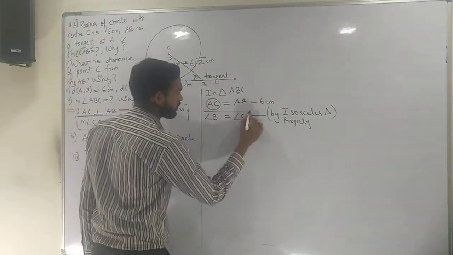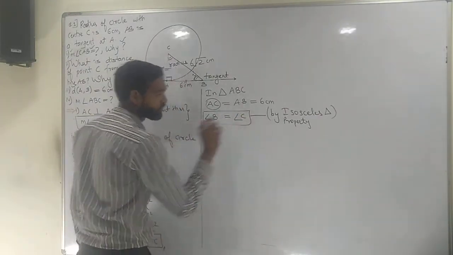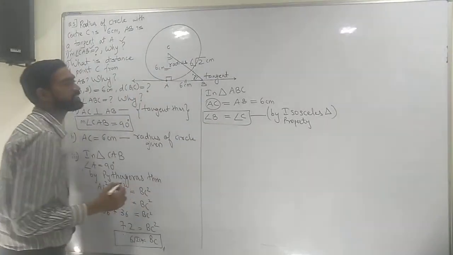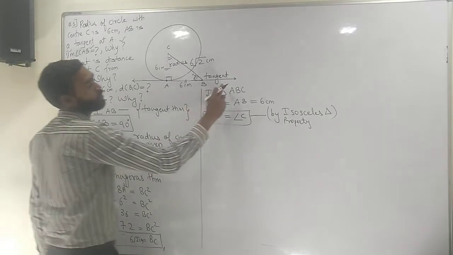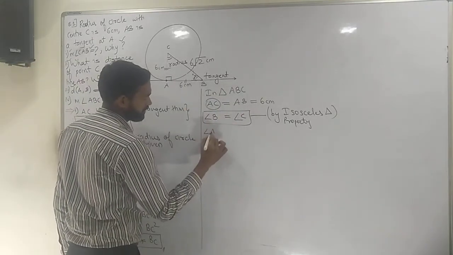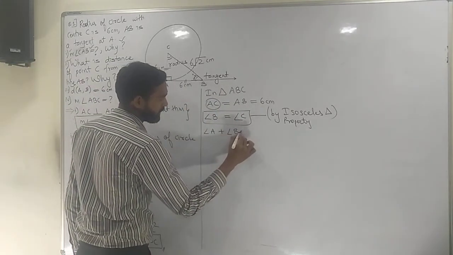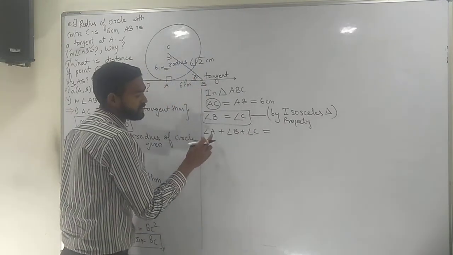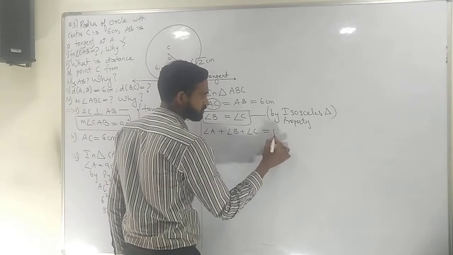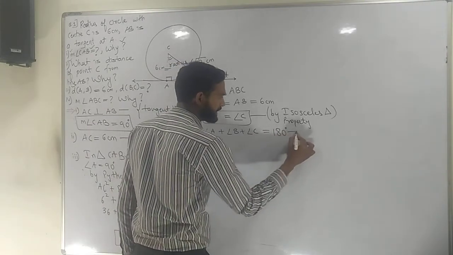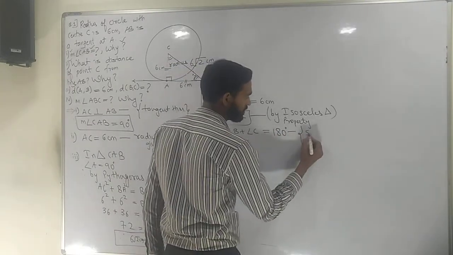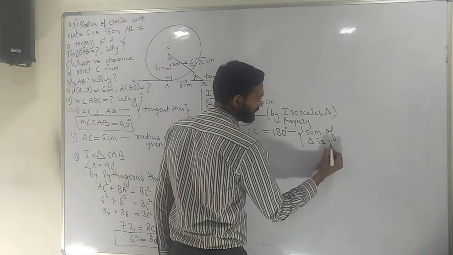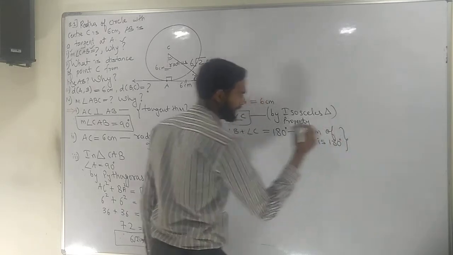Now, what is the measurement of B? We don't know. We also don't know the value of C, but we know that the measurements of B and C, both angles, are equal. Now, again if I go back to this triangle, there are three angles: angle A plus angle B plus angle C. What do we know? We know the sum of all angles of a triangle is how much? 180 degrees. The reason we'll write here: sum of angles of a triangle is 180 degrees.